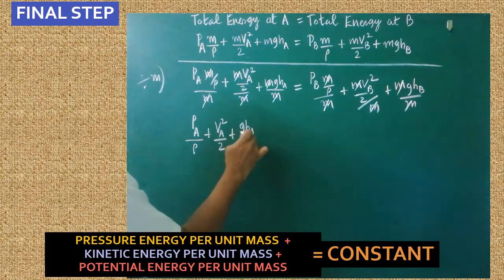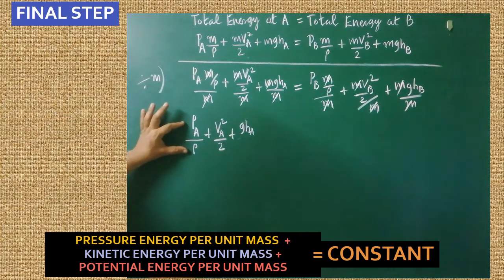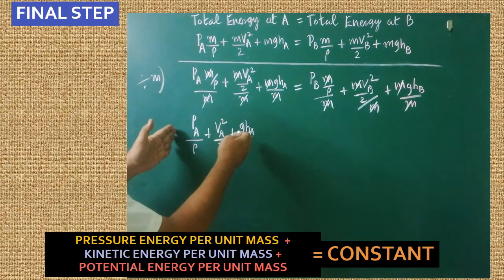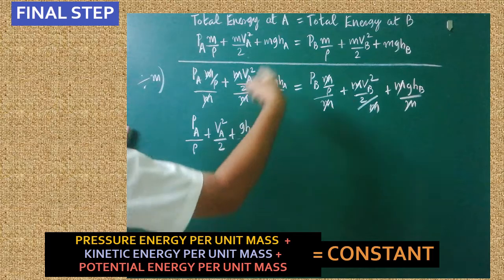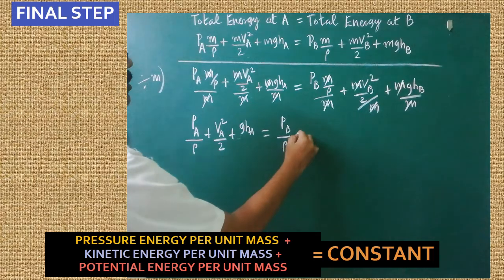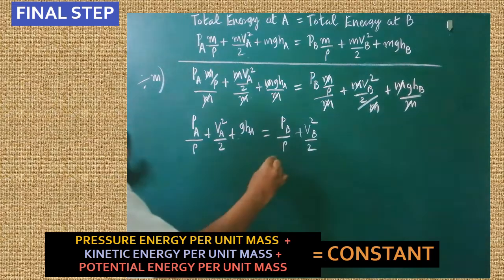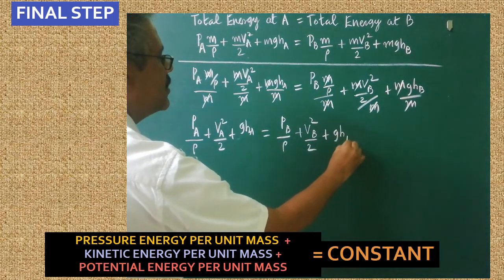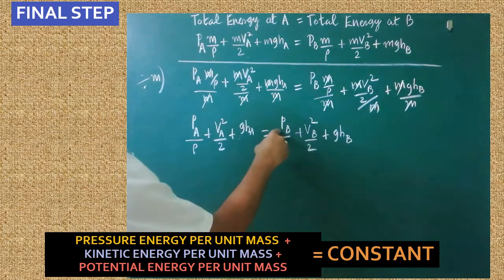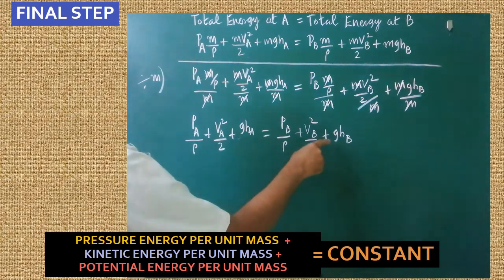So these are all the sum of the pressure energy per unit mass, kinetic energy per unit mass and potential energy per unit mass. Everything is calculated for the end A. Now I am going to do the same thing for the RHS side: PB divided by rho plus VB square divided by 2 plus g HB. What does this factor say? These are all the sums of the pressure energy per unit mass, kinetic energy per unit mass and potential energy per unit mass in the end B.